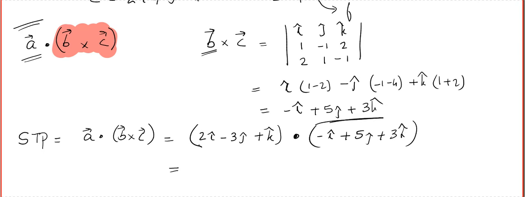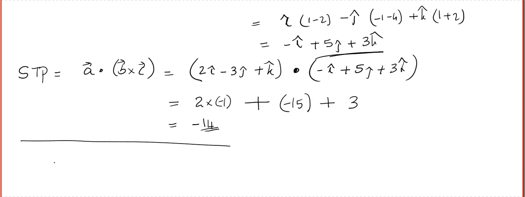So the ready-made formula goes like this. You read the components. The component on the first vector is 2, and the component on the second vector is minus 1. So you multiply them and put an addition symbol. Again, minus 3 into 5, that will be minus 15. Again addition, 1 into 3. So that gives me minus 14.